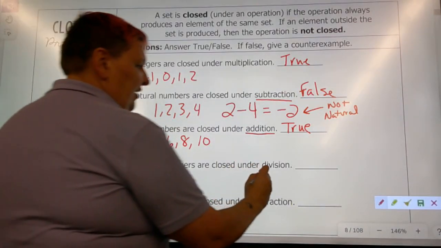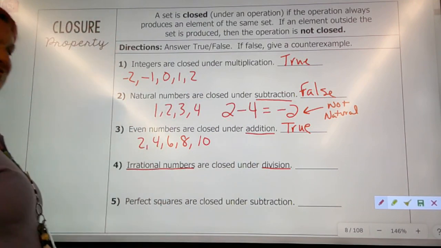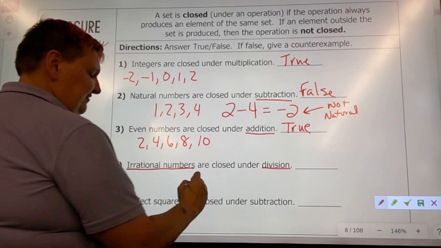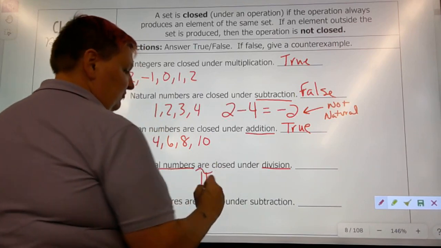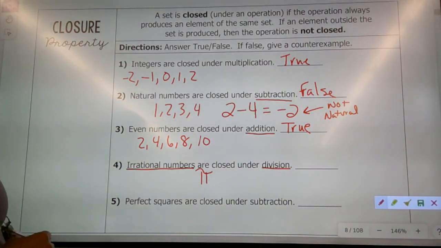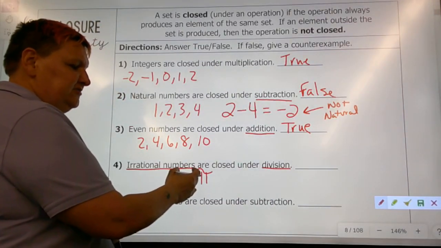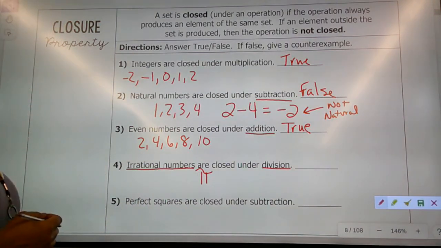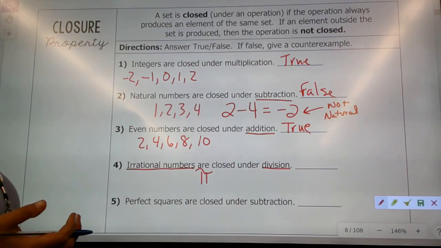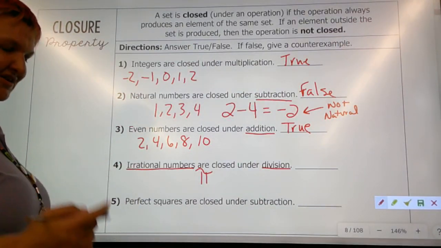Okay, we're looking at the operation of division, and we're looking at irrational numbers. So let's just use pi, because it's my favorite. Is it closed under division? Is there something I can divide this by to create a rational number? Yes, because anything over itself equals 1, and 1 is a rational number.